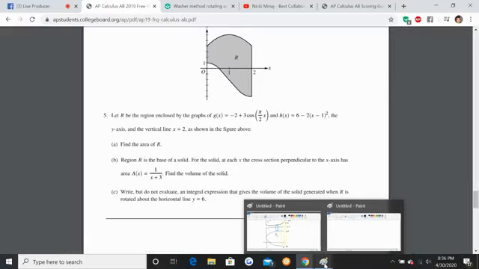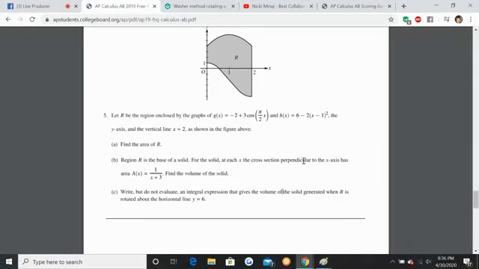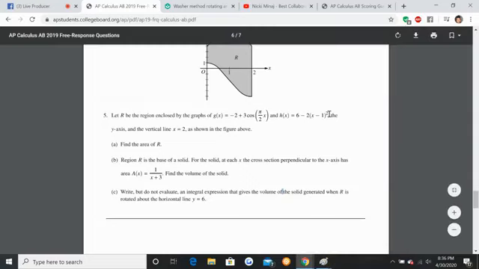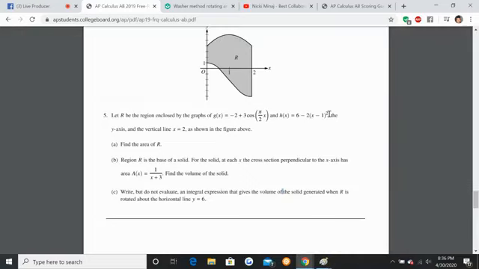All right, region R is the base of a solid. For the solid, at each x, the cross-section perpendicular to the x-axis has area A of x equal to 1 over x plus 3. Find the volume of the solid. All right, so this one is the easiest question in the entire segment of number 5.